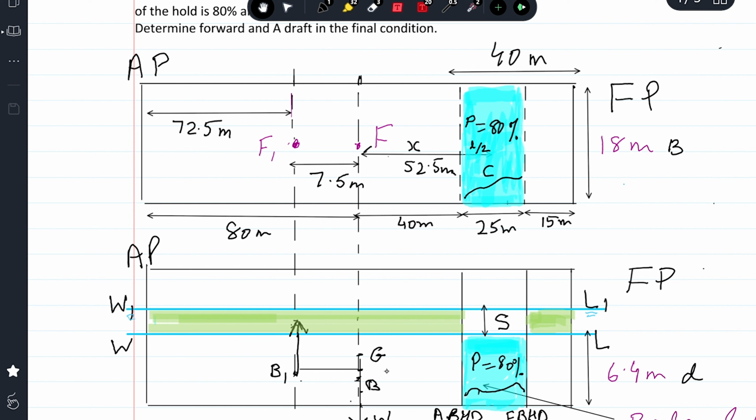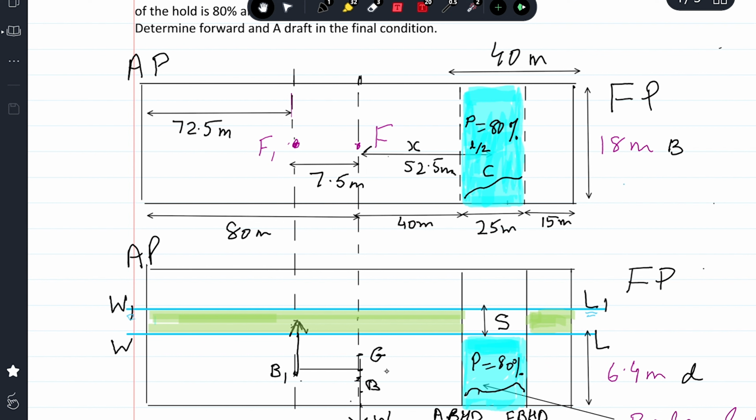So here is the forward hold. This is the aft bulkhead, ABSD is aft bulkhead, and this is the forward bulkhead. The permeability is 80%. So 80% of the volume of this hold below the water level, up to the original initial draft, is lost as per the bilging.